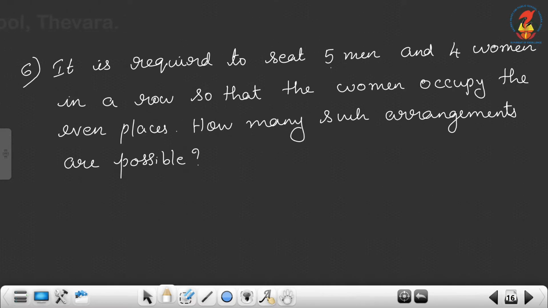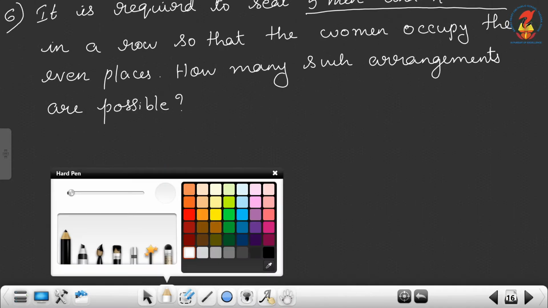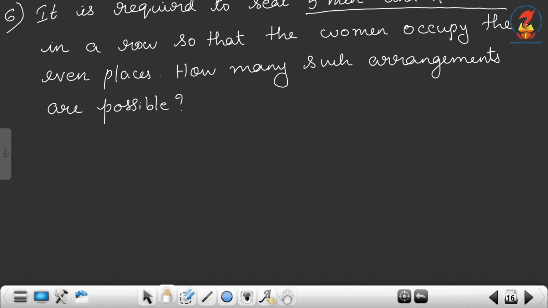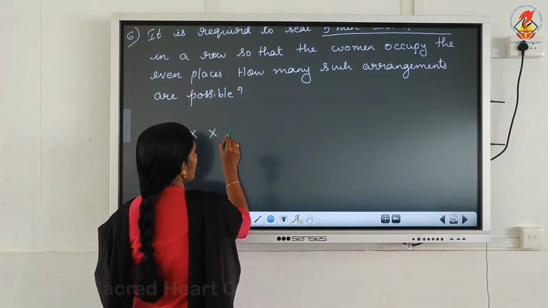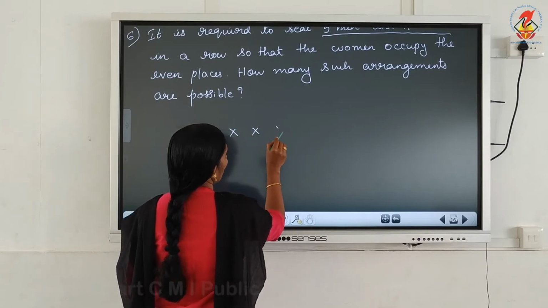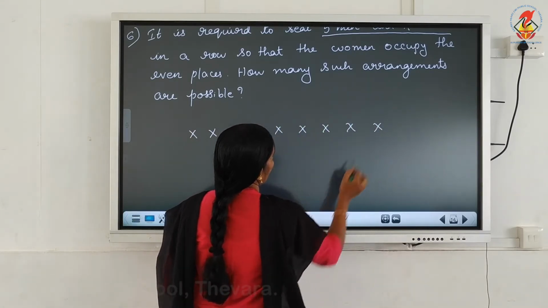So in total there are 5 men and 4 women, which means 9 are the total, and women occupy only the even places. Okay, so first, 9 places in total. For the first one I put a cross mark. This means it's an odd place, first place. Now the second, that's an even place. Third, fourth, fifth, sixth, 7th, 8th and 9th.